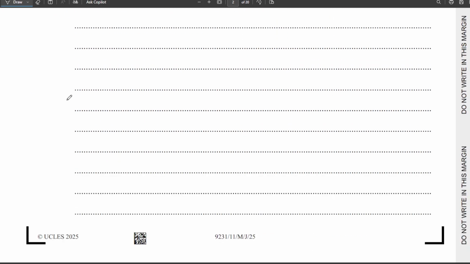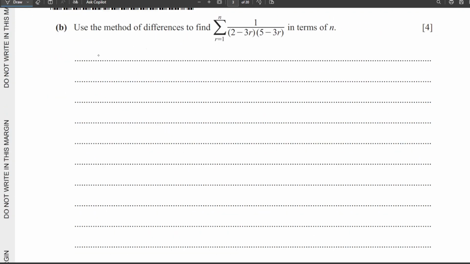Now we move on to part B. Part B is asking you to use the method of differences to find this summation in terms of n. Method of differences, what they teach you is probably something like, if you have a function inside here, we can represent it as maybe f(x) minus g(x). If you have a function inside the sum, then we can represent it as a difference.